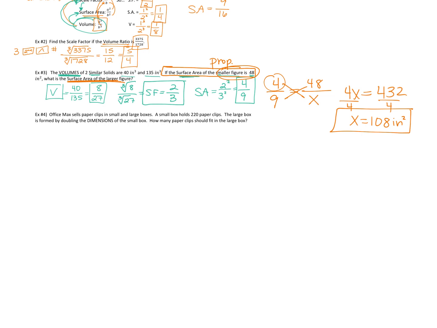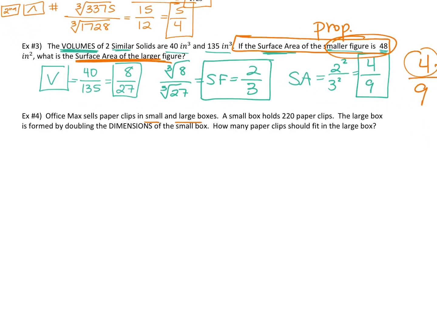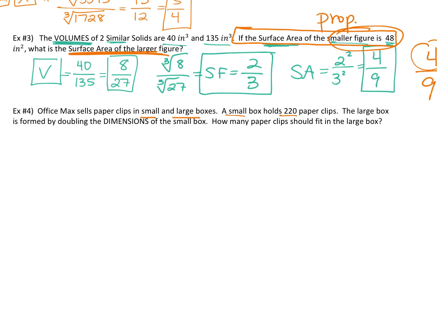Okay, last one. Let's see if you can talk me through this, okay? Look at all the words, all the details, see if you can figure out what we know and what we're trying to find here. It says Office Max sells paper clips in small and large boxes. A small box holds 220 paper clips. The large box is formed by doubling the dimensions of the small box. How many paper clips should fit in the large box?